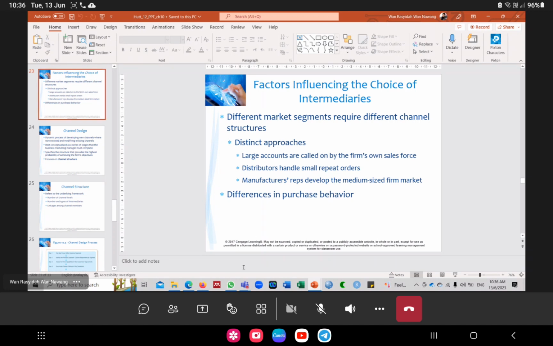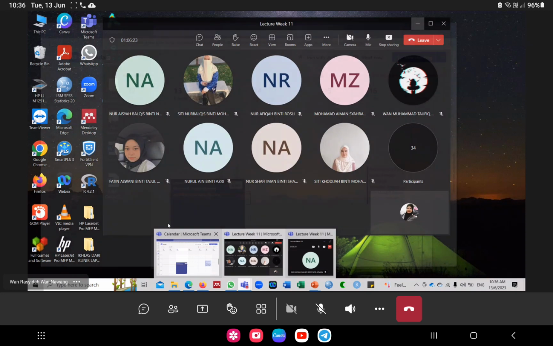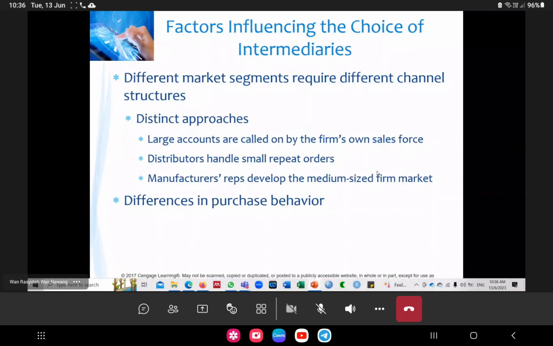Okay, next week ada aircon ke tak ada aircon ke kita buat kat kelas ya. Saya tak suka lah like this. Kalau macam ni baik you all baca sendiri je. Tak payah datang kelas.